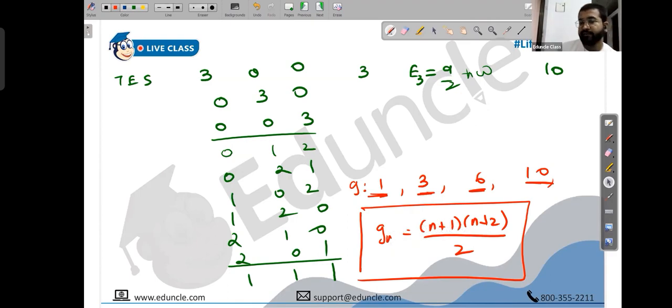So 1, 3, 6, 10 is a popular series. You can remember n into n plus 1 by 2, but n should start from 1 in that case. If n is starting from 0, then you have to make a manipulation: n plus 1, n plus 2 by 2. Okay. Any questions? Anyone?